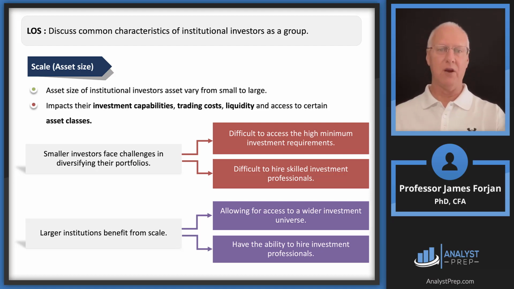Now, the interesting thing here from an examination standpoint is that there are some advantages and disadvantages to being small, and the same way with being large. And so here are a couple of them that we have listed. Smaller institutions probably have some challenges in diversifying their portfolio because of high minimum investment requirements. Remember that whole conversation we had about hedge funds and private equity. It's also difficult to hire skilled investment professionals, because they might say something like, you only have $8 million. That's a waste of my time.